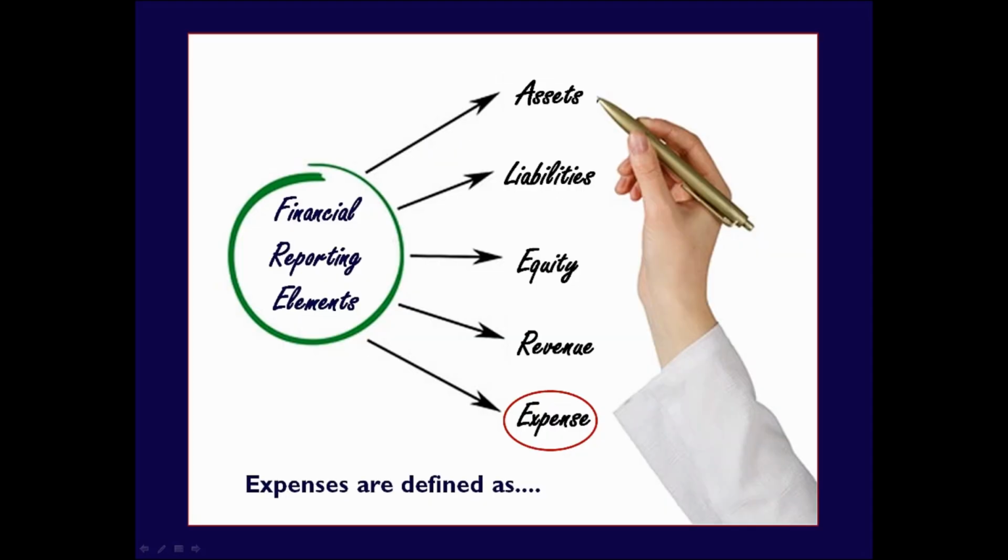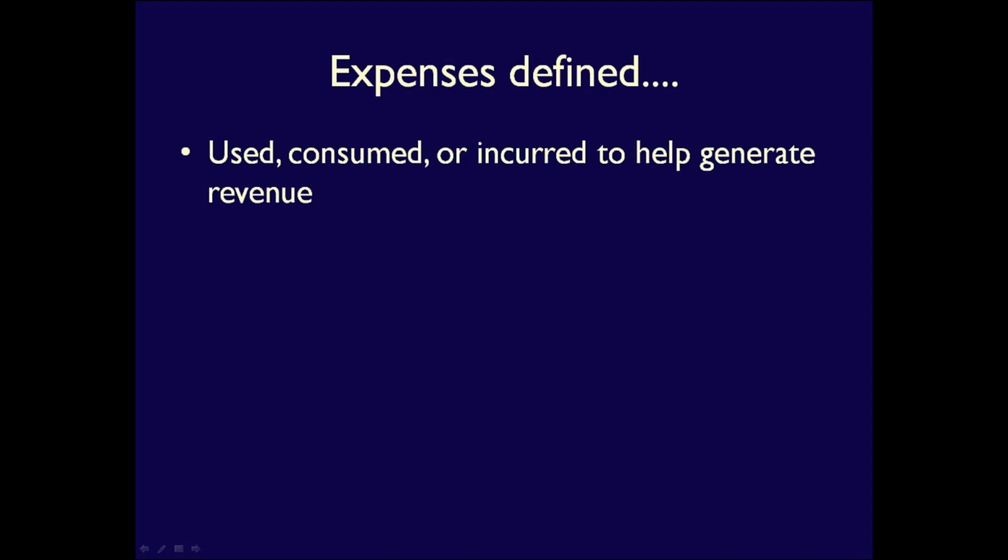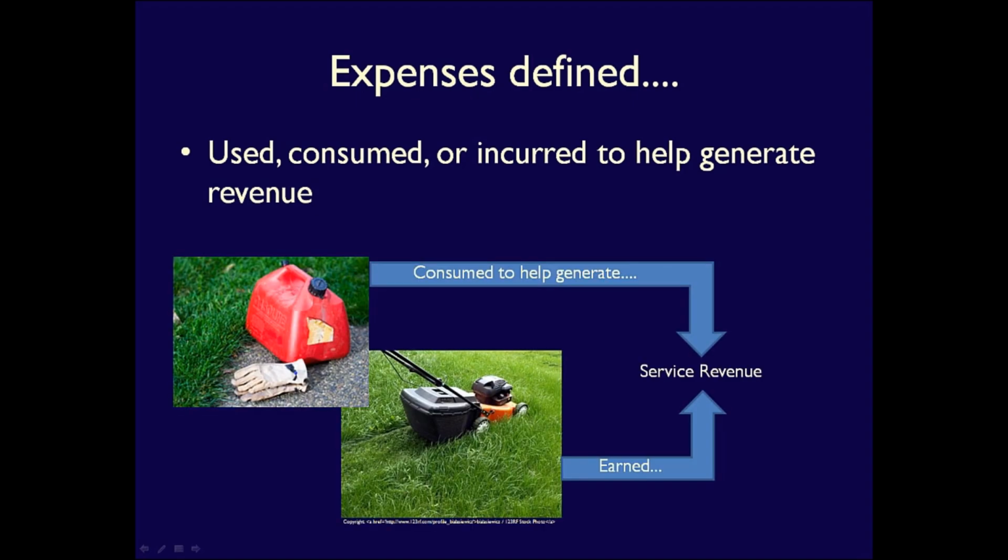The last financial reporting element to define is expense. Expenses are the cost of the resources that are used, consumed, or incurred to help generate revenue. Expenses are best described through an example. If you use gas in a lawnmower when you mow a customer's lawn, then the gas that was consumed during the mowing of the lawn would be an expense, a cost of earning revenue. Why? Because the gas was consumed in order to help generate the revenue.